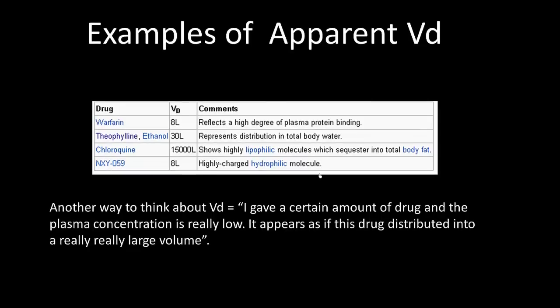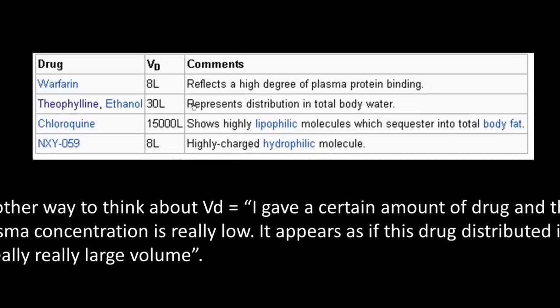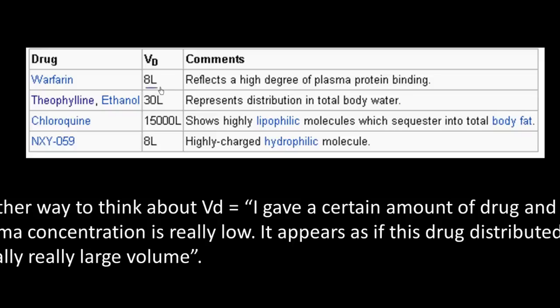Here are some examples of the apparent volume of distribution, and I pulled this from Wikipedia. The point is so you can just see some numbers. Warfarin has a volume of distribution of 8 liters. Like I said before, we would say that's a low volume of distribution, and that means it's in the plasma. The comments here are, this reflects a high degree of plasma protein binding. Here's ethanol, alcohol. Notice that the volume of distribution is about 30 liters. This is about equal to the total body water, which is about 40 liters. So ethanol just freely goes through and is distributed in the total body water.